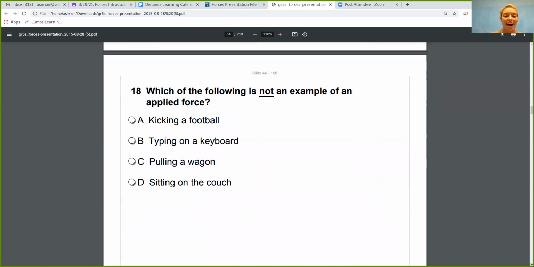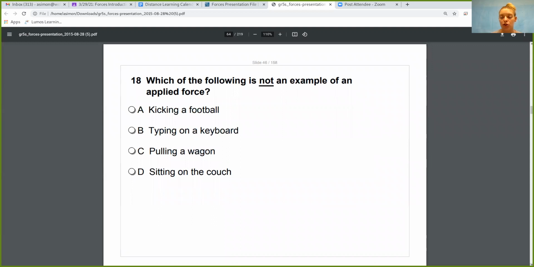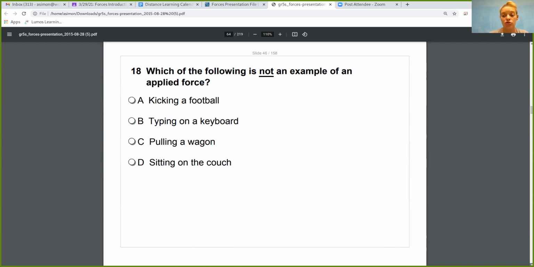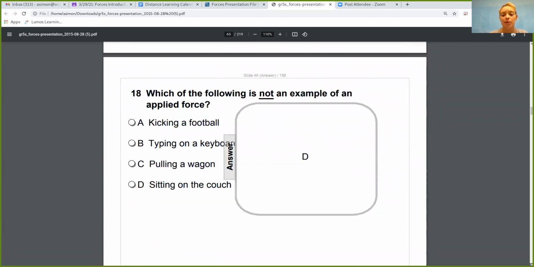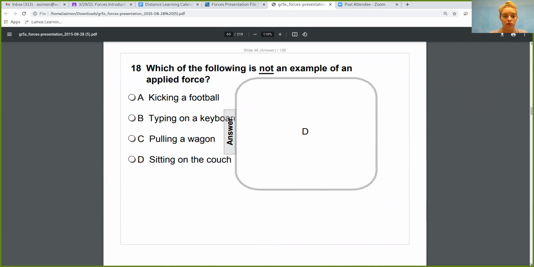Which of the following is not an example of an applied force? Remember, an applied force, you're applying a force to something. Kicking a football, typing on a keyboard, pulling a wagon, or sitting on the couch. Which of those is not an example of an applied force? If you said sitting on a couch, you are correct. Sitting on a couch would be an example of a normal force.